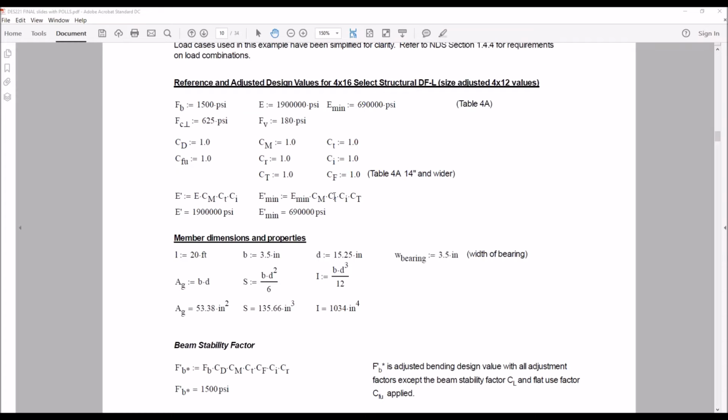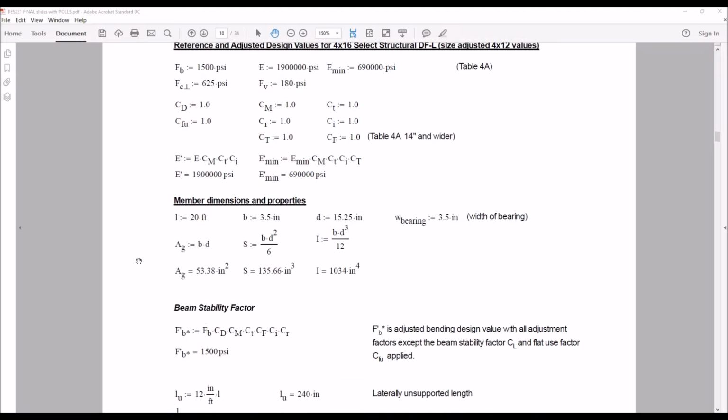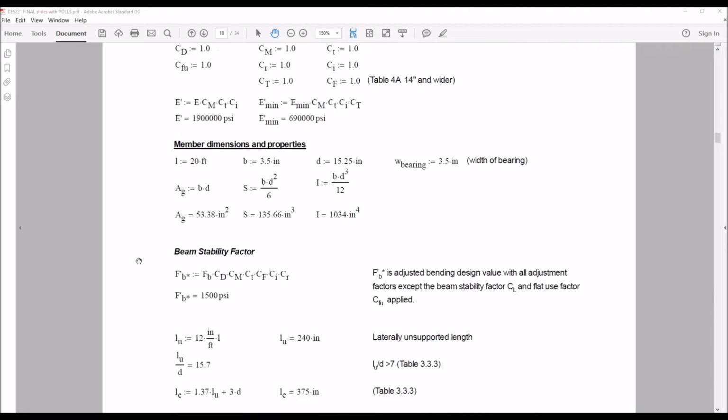But to calculate the adjusted bending capacity, the F sub B prime, we need to calculate a beam stability factor. So we need to go through some exercises to do that.